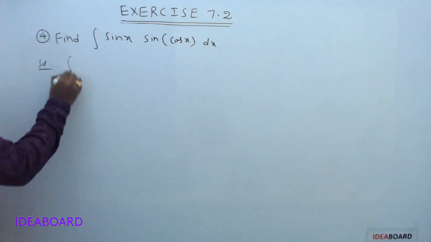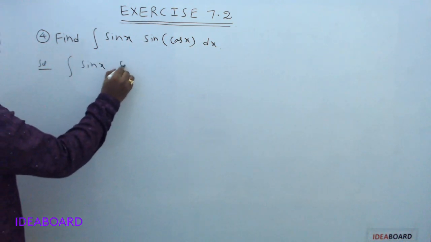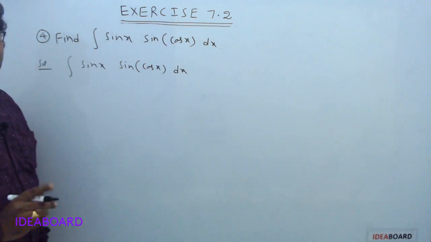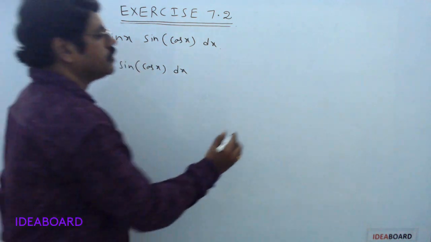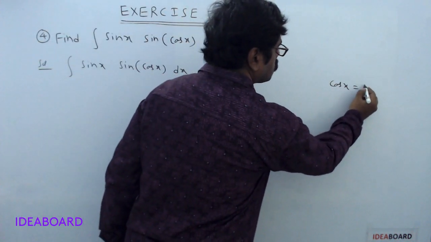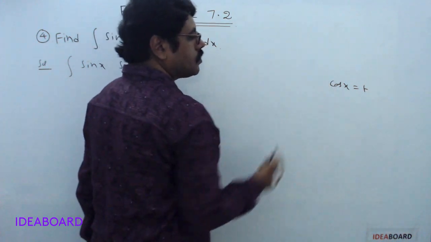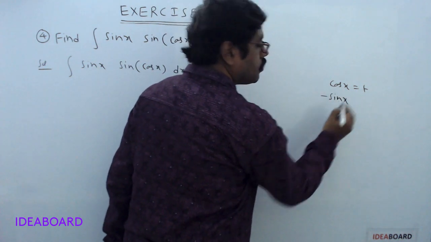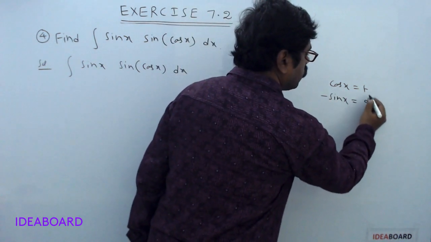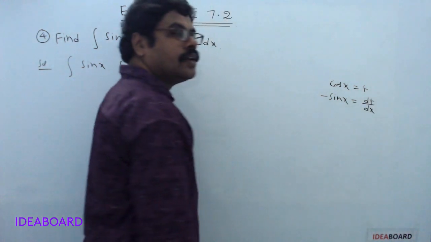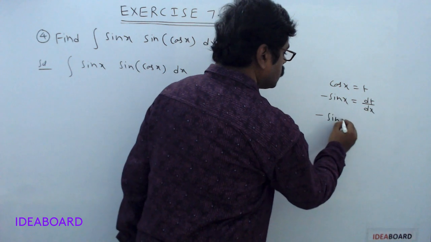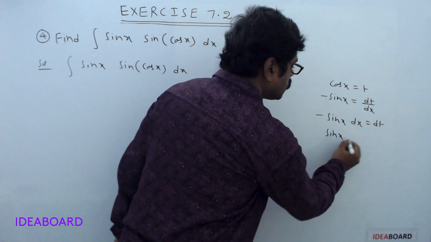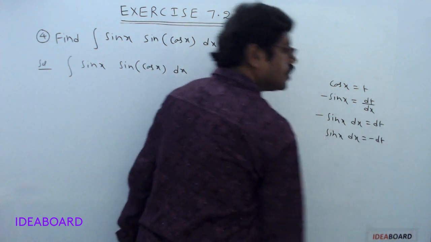Now first write down the given problem. Integral sin x into sin of cos x dx. Now what is our substitution? Cos x equals t. Differentiate this equation on both sides with respect to x. So cos x derivative minus sin x equals derivative of t with respect to x, which is dt by dx. From this, minus sin x into dx equals dt. Now again, sin x into dx equals minus dt.